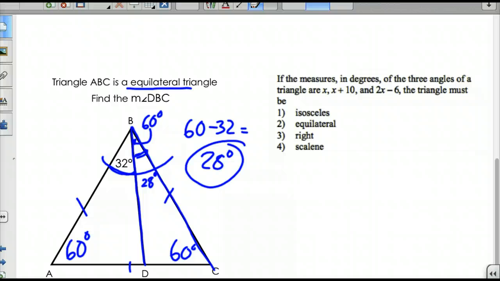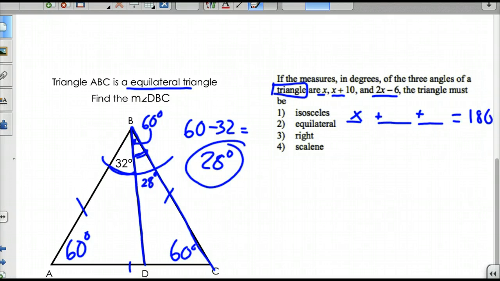Now finally, the measures in degrees of three angles of a triangle are x, x plus 10, and 2x minus 6. The triangle must be what? The way to do this is first to find out what x is. Since we know this is a triangle, we know these will all add up to 180. So remember, we can just set up our three blanks equals 180. So x plus x plus 10 plus 2x minus 6 is equal to 180. What we're going to do is subtract 10 from both sides and add 6.